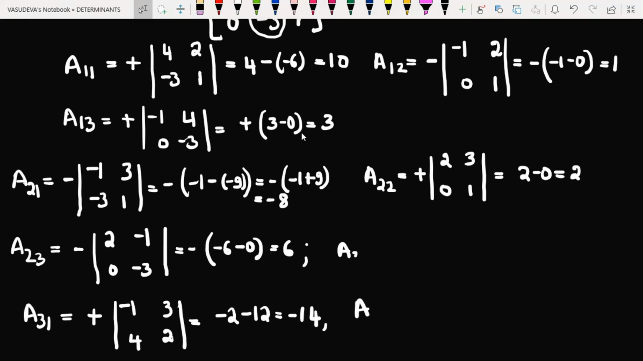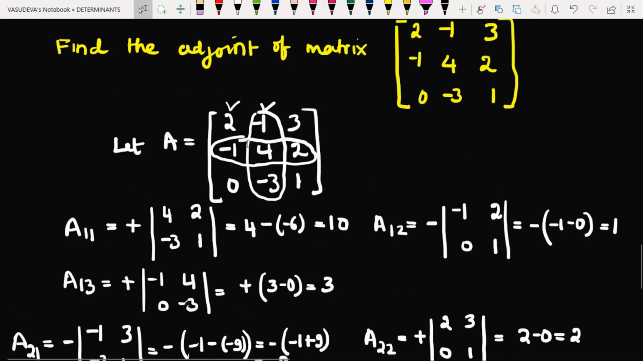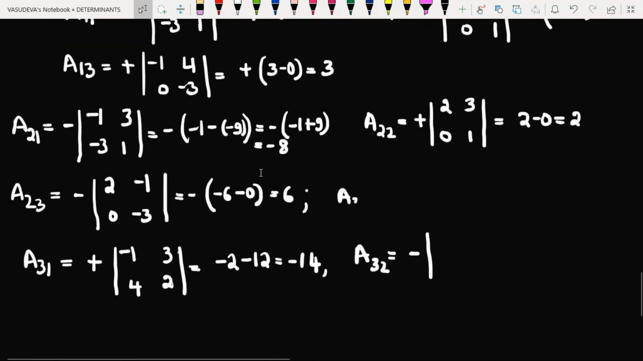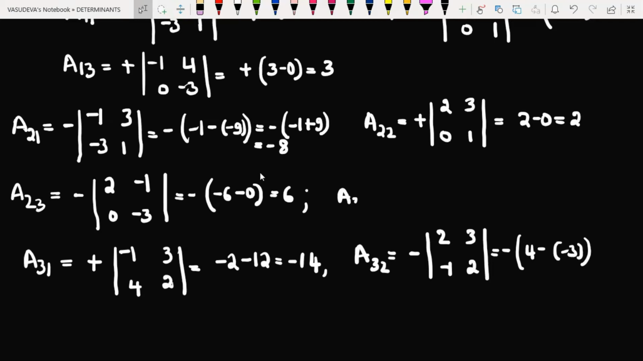Then A32, 3 plus 2 is an odd number, so it is minus the determinant of, leaving the elements of the third row and the second column, observe the matrix A, the elements are 2 3, -1 2. That is equal to minus of (2 into 2 is 4, minus of -1 into 3, so minus (-3)). So that is minus of 4 plus 3, it is -7.